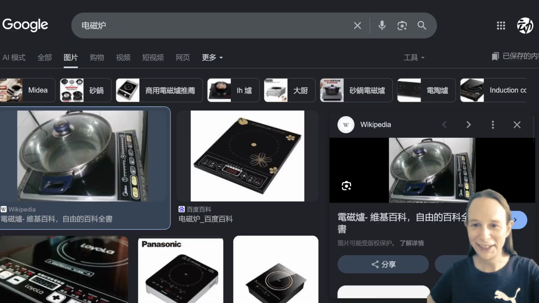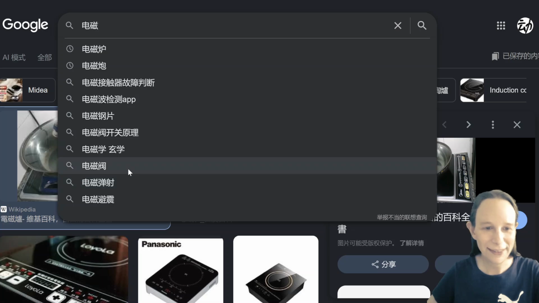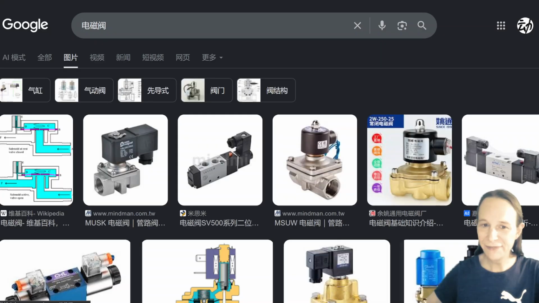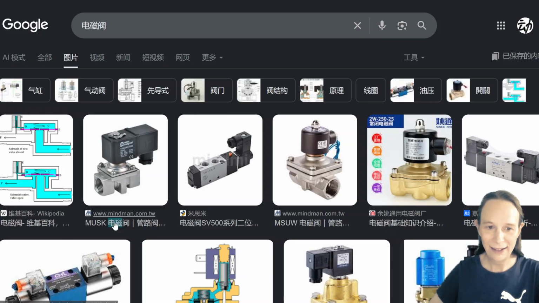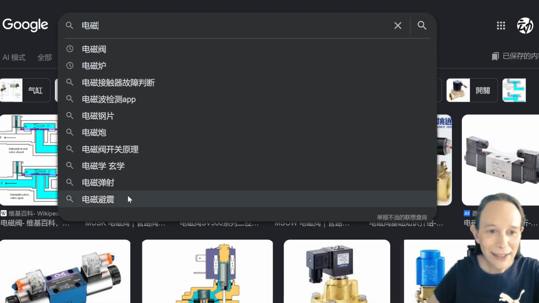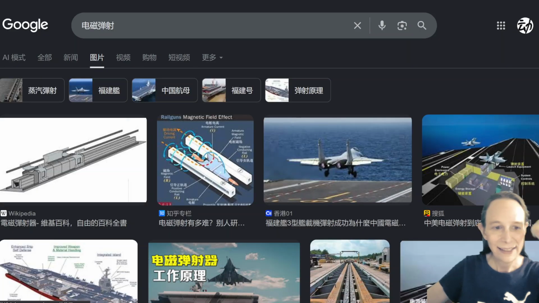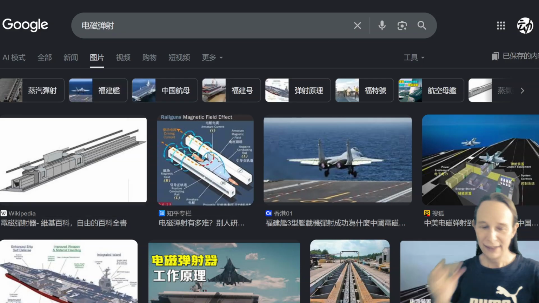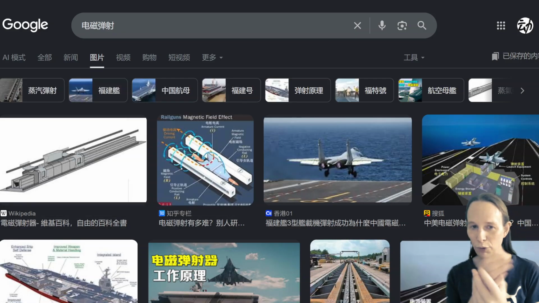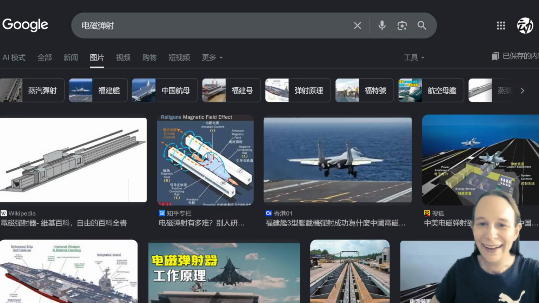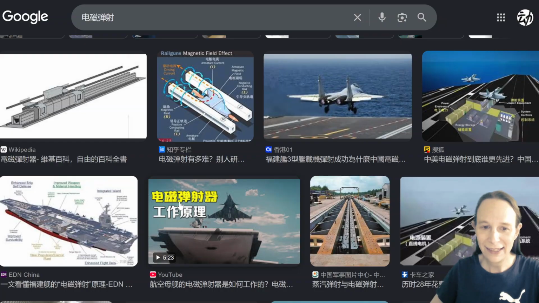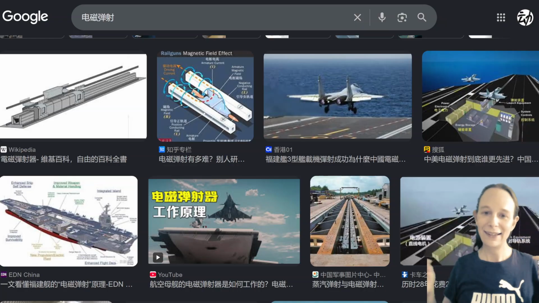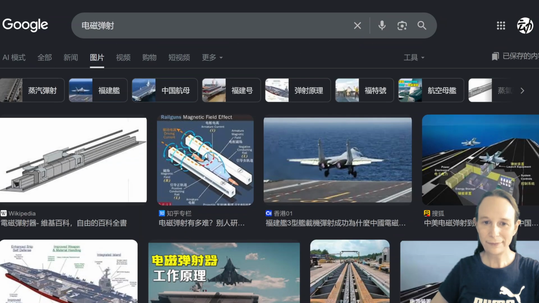All right, interesting. Maybe there's more to this or more words. 电磁阀, electromagnetic valve. All right. What's this? 电磁弹射器. So electromagnetic projectile weapon, something like that. 工作原理. I don't know. All right.